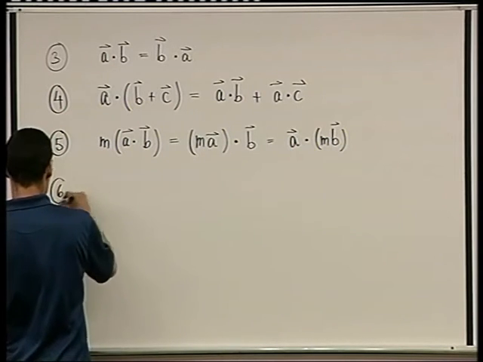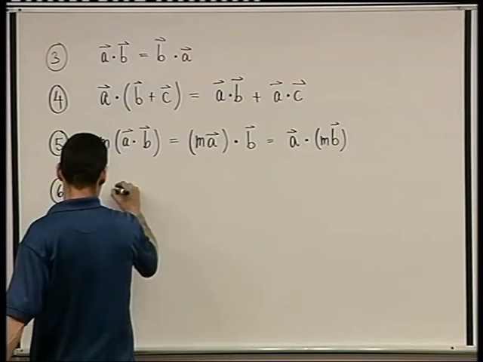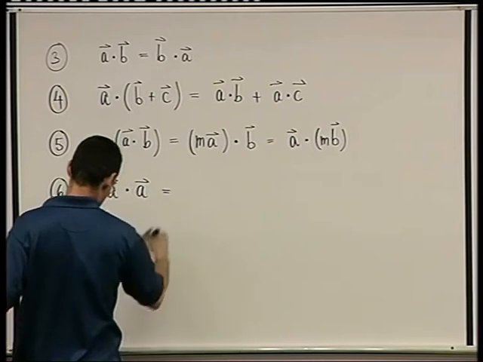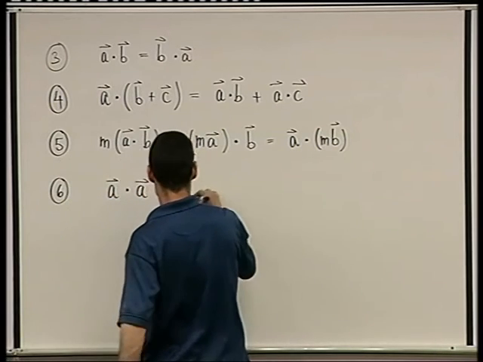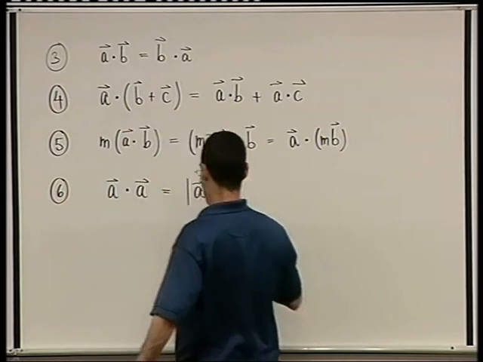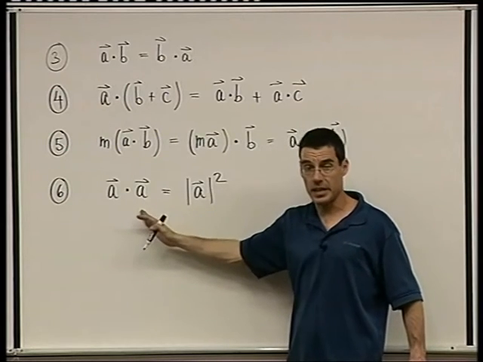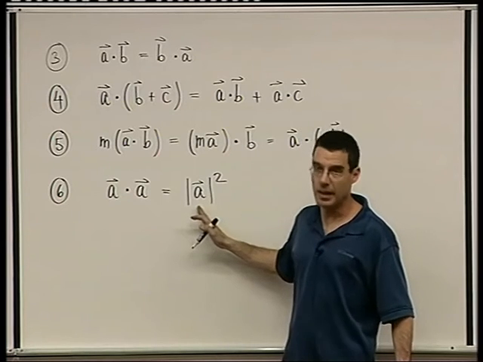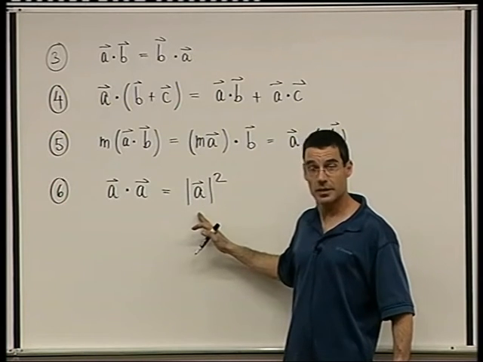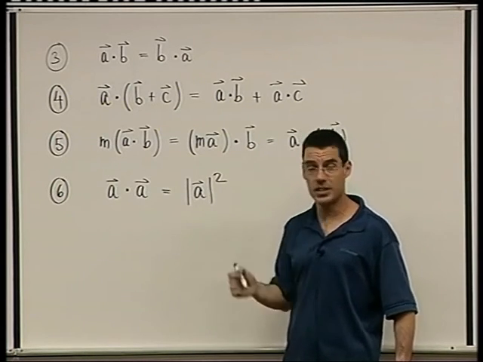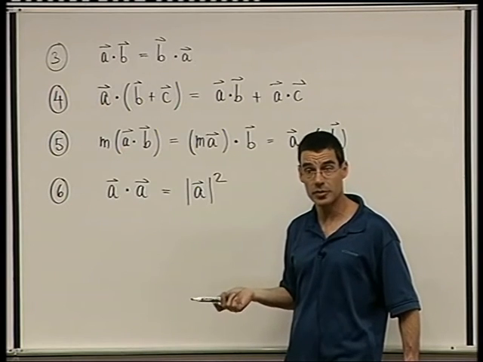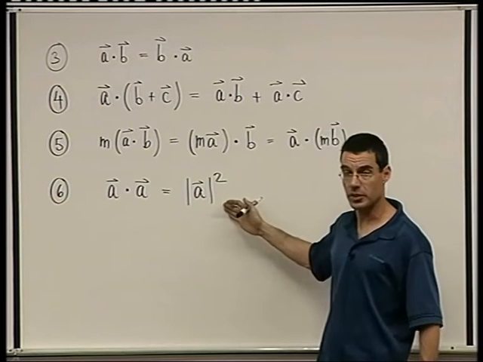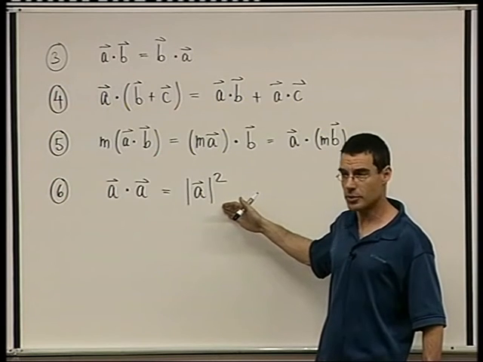Number 6, this one's going to look a bit silly, but it's so useful that it deserves a statement of its own. So what is a dot a? A dot a, by definition, is the length of a times the length of a times cosine the angle between a and itself. What's the angle between a and itself? 0. What's cosine of 0? 1. So that's the proof of this. Did everybody follow that, or do you want me to say that again?